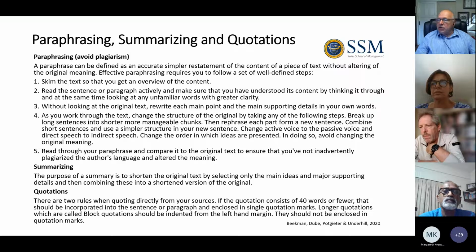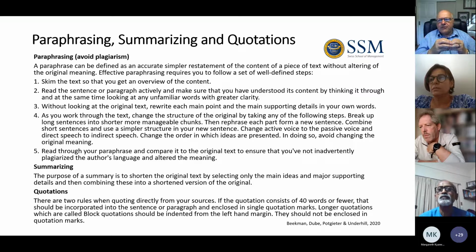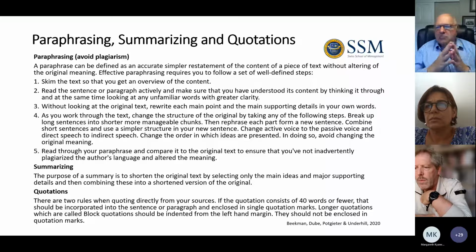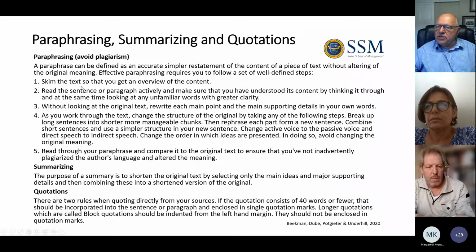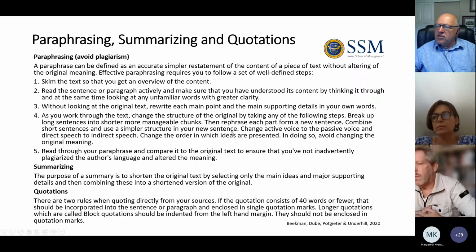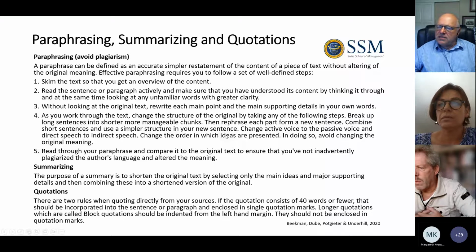In your document, in your writing, you obviously want to avoid plagiarism. And in order to do that, when you provide somebody else's ideas, you use the technique called paraphrasing. It's an accurate, simpler restatement of the content of a piece of text without altering the meaning. But it requires these steps. I don't want to go through these steps now, but as you can see, you can read through the paragraph, then start writing without looking, break it into longer sentences and so forth. But this is a good instruction for you on how to paraphrase and write it in your own language.